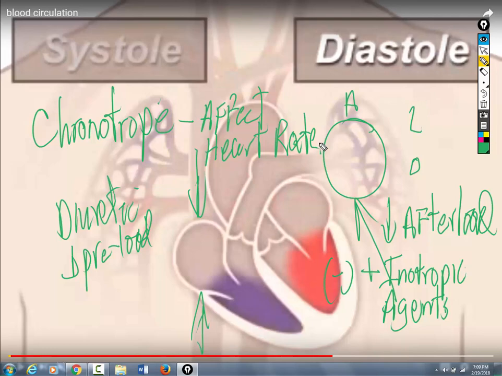Got me? Do you want to learn how digitalis works? Yes or no? Digoxin, Lanoxin. You ever hear of that drug? Anybody heard of it? No? Yeah? There's a video on it. You look at that. That's congestive heart failure.